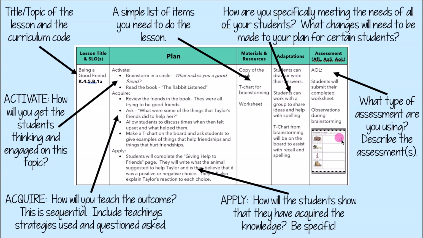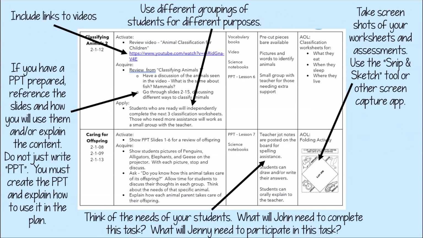Easy peasy. My adaptations: students can write or draw their answers. So I've designed the worksheet that has space for either. Students can work with a group if they want to share their ideas. They can help with spelling. The T-chart that we're making over here in Acquire is going to still be posted on the board. That will help with spelling support. And this is just a list of things I need. Okay, I need the T-chart for brainstorming. I need copies of the worksheet, copy of the book. So this is a health 1 lesson plan.